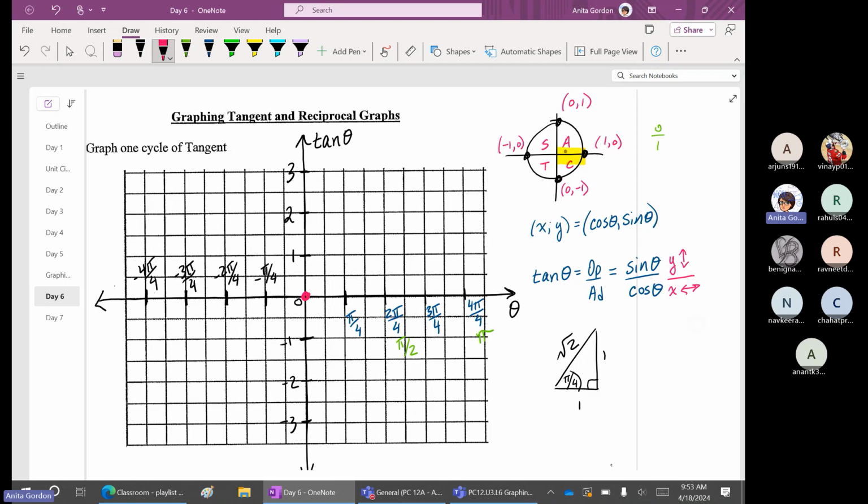Then let's go to the halfway point between 0 and 90 degrees. Or you can say between 0 and pi by 2 is going to be pi by 4. What is tangent at pi by 4? You can either use the slope or you can use the triangle. Tangent at pi by 4 is opposite over adjacent.